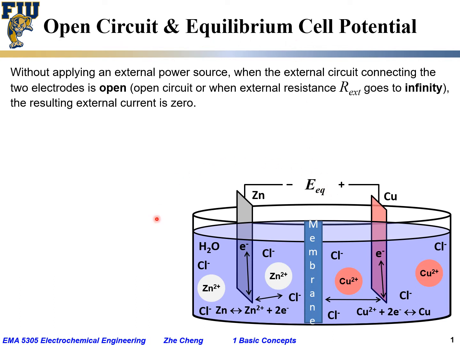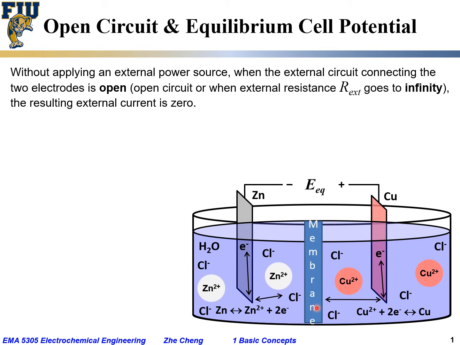So again, let's still use the example of zinc and copper metal inserted into electrolyte solution that contains zinc chloride and copper chloride. Okay, and sometimes people also put an ionic permeable membrane between the two electrolytes. We'll talk about the membrane in greater detail later.